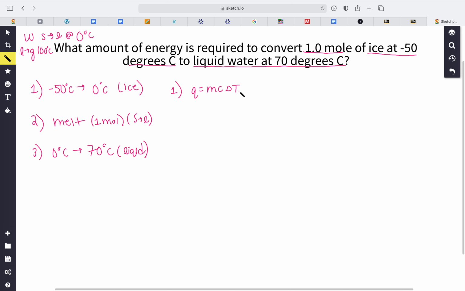So we have to find our mass, actually. So we know 1 mole of water, there's 18 grams. So we're going to have 18 grams.